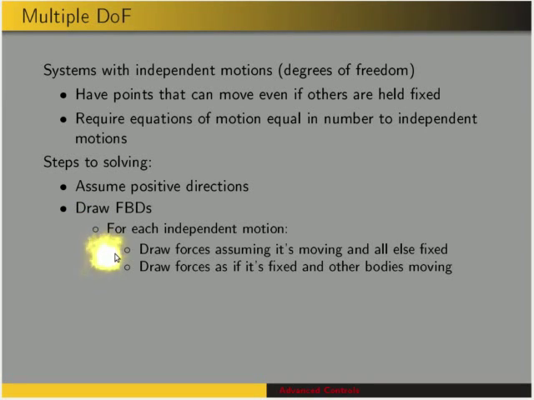So what that means is we will draw all the forces acting on the point, assuming it's moving and every other point is fixed. And then we'll draw the forces that would result if the point in question is fixed and all the other points are moving. So this will become clearer with an example.